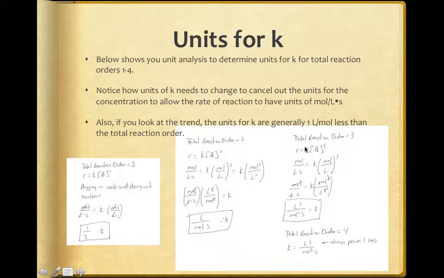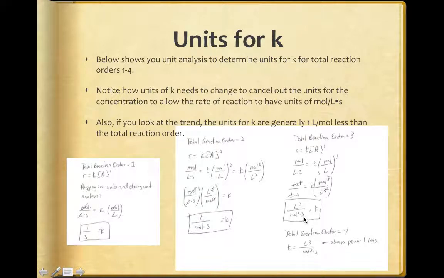Okay, now we're going to look at a total reaction order of 3, and we're going to notice a little bit of a trend. Like I said, we do not need to use unit analysis every time. We're just going to look at our chart to figure out what it's going to be. So if we have a total reaction order of 3, we have R equals K times the concentration of A to the 3. I'm plugging in my units. For rate, it's moles per liter second. For concentration, it's moles per liter. If I factor out the 3, I have moles cubed over liters cubed. And now if I isolate for K, I get K equals liters squared over moles squared second.